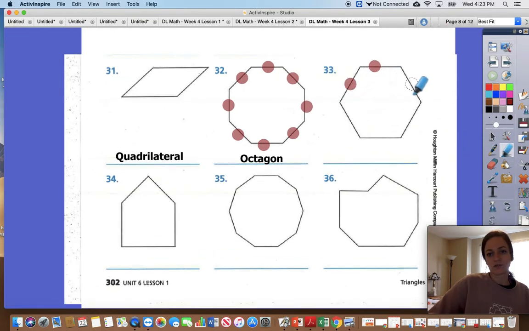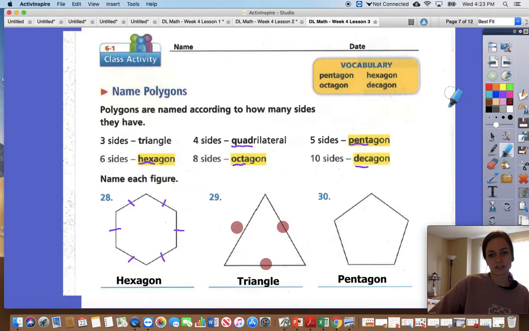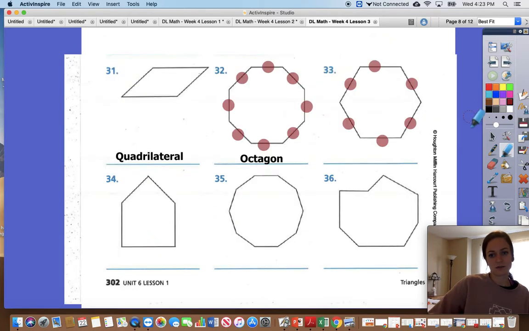Okay, let's go to the next one. 1, 2, 3, 4, 5, 6. So let's see which definition that is. Which one has 6 sides? It is also a hexagon. Okay, so see how they can look a little bit different. This one is a hexagon.